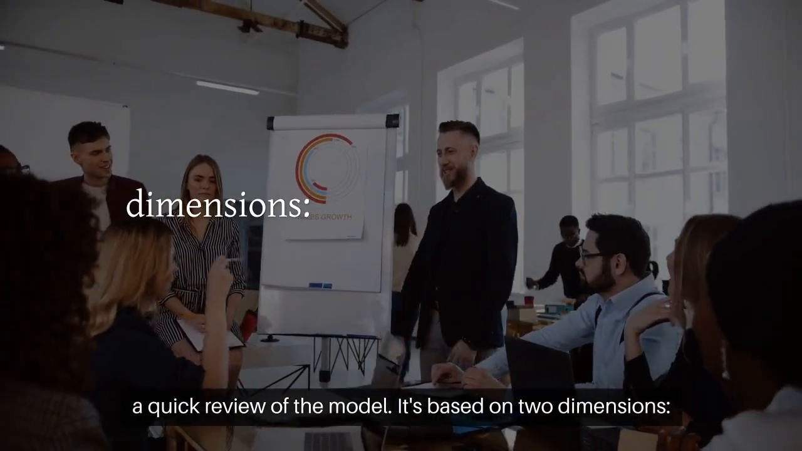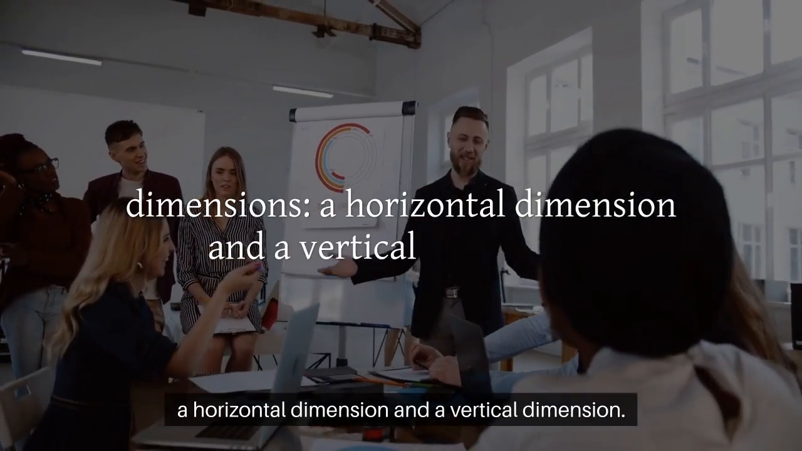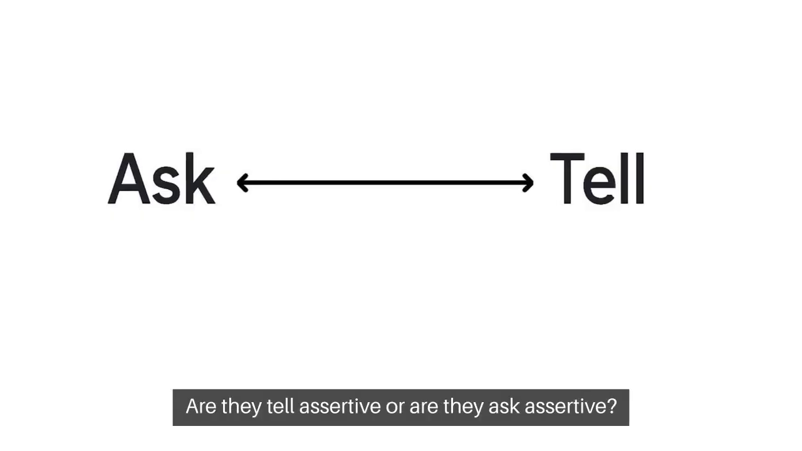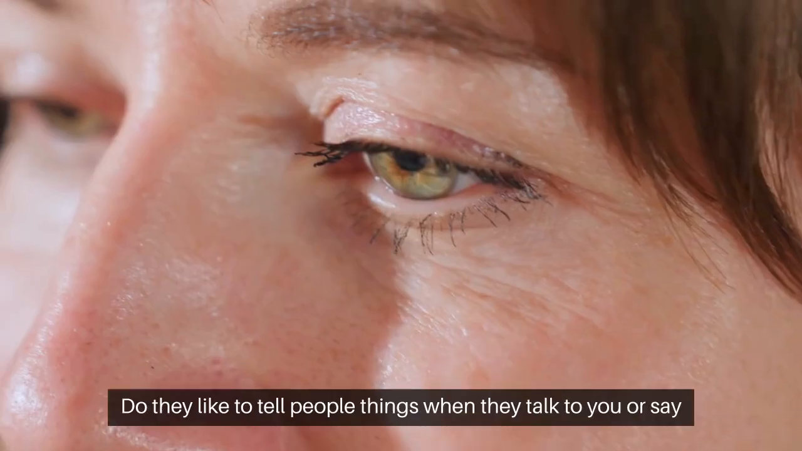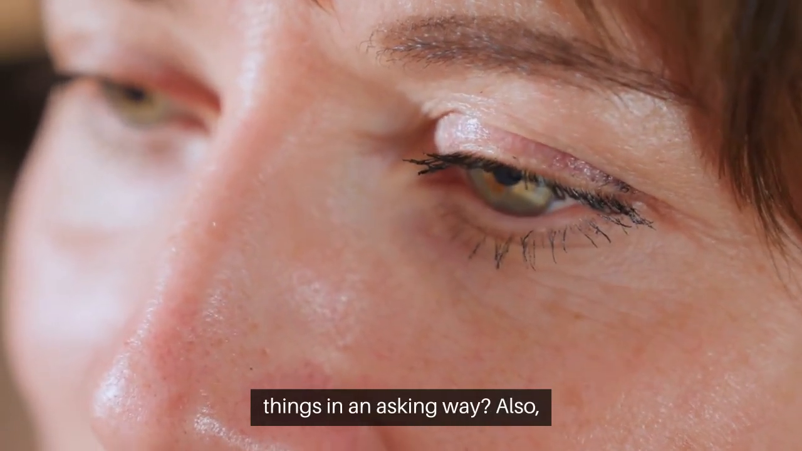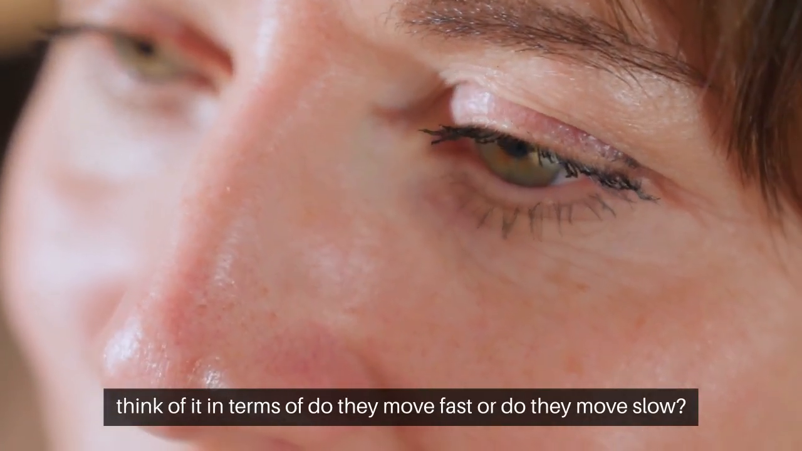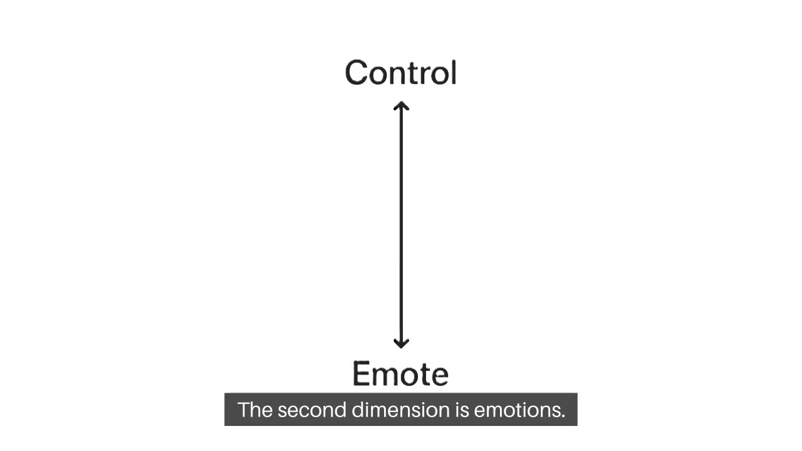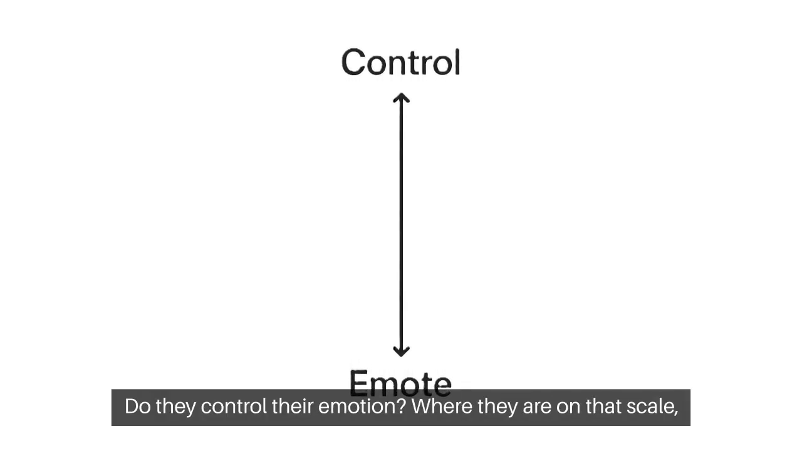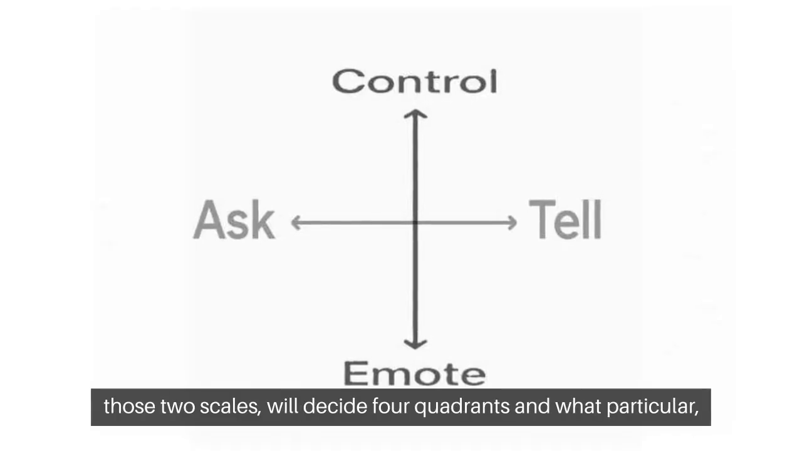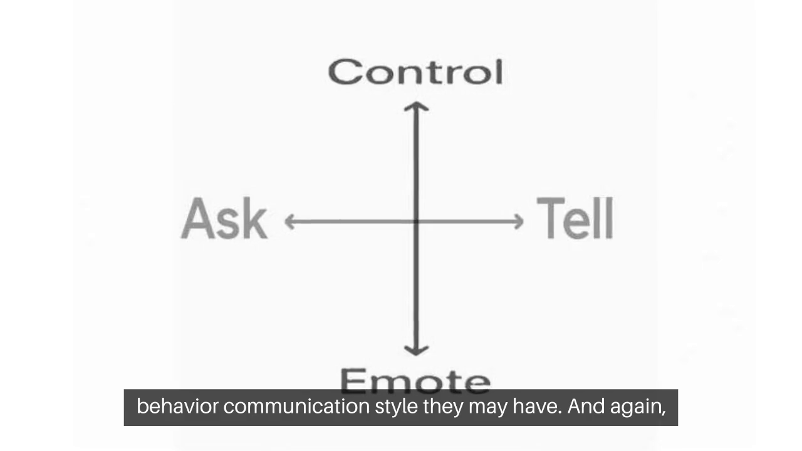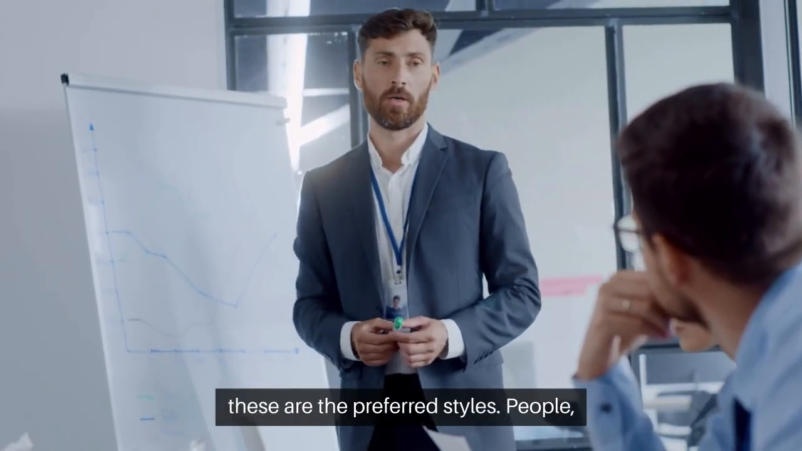It's based on 2 dimensions, a horizontal dimension and a vertical dimension. The horizontal dimension is how assertive somebody is. Are they tell assertive or are they ask assertive? Do they like to tell people things when they talk to you or say things in an asking way? Also think of it in terms of, do they move fast or do they move slow? The second dimension is emotions. Do they show their emotions or do they hide their emotion? Do they control their emotion? Where they are on those 2 scales will decide 4 quadrants and what particular behavior and communication style they may have. And again, these are their preferred styles.